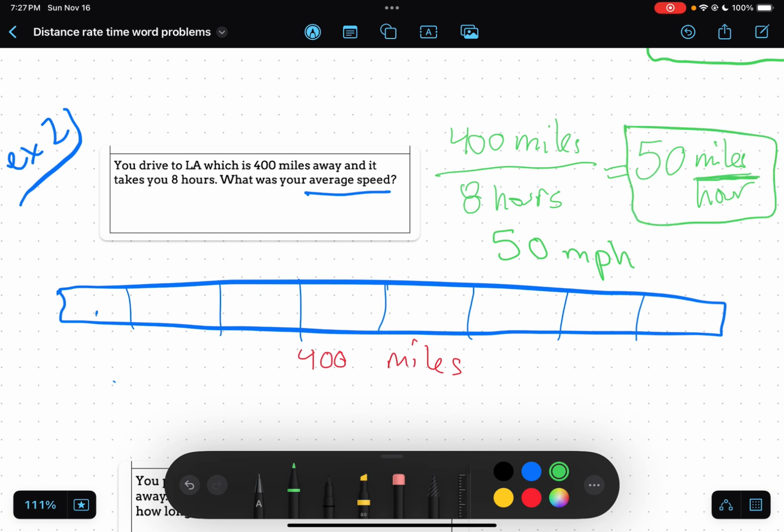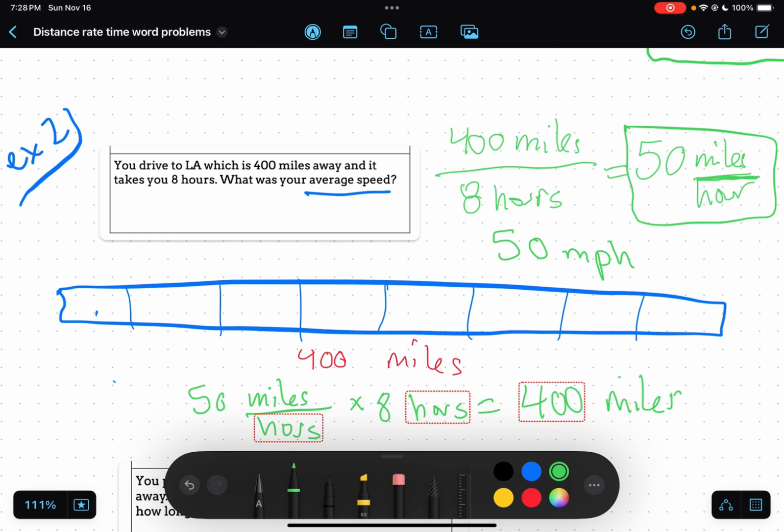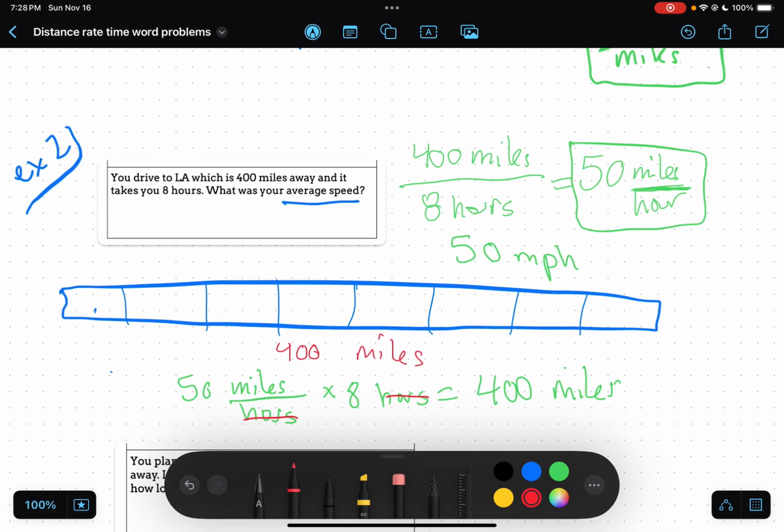So my average speed must have been 50 miles for each hour, because 50 miles per hour times 8 hours gets me 400 miles. You can look at the units and see that the hours kind of cancel out, because I'm dividing by hours when I have my speed and I'm multiplying by hours. Okay, let's do another example.